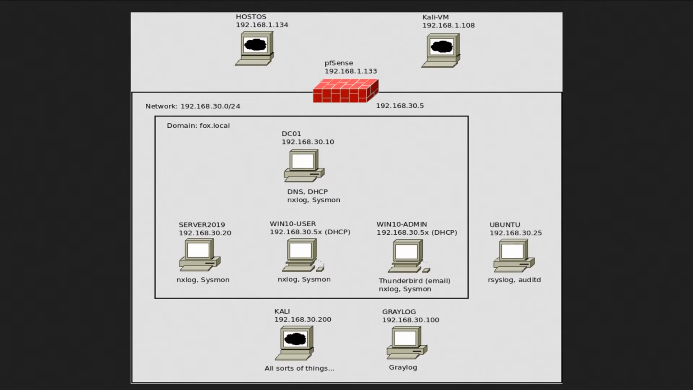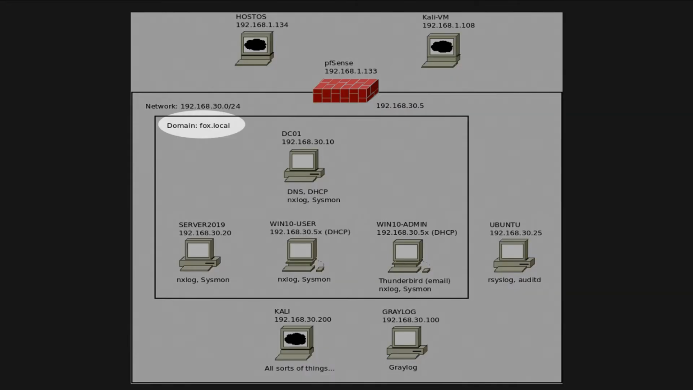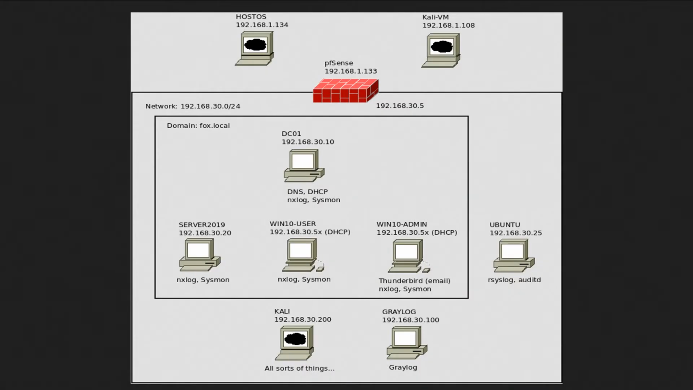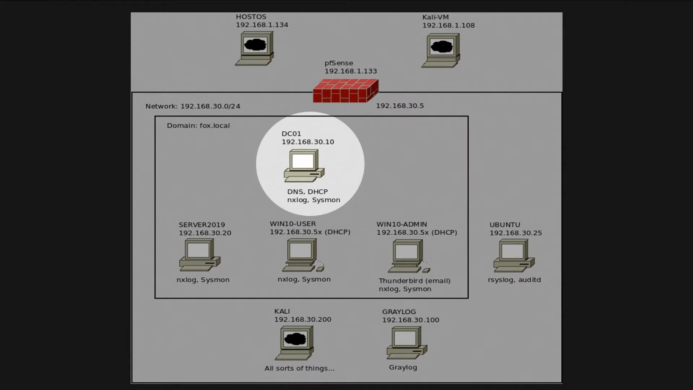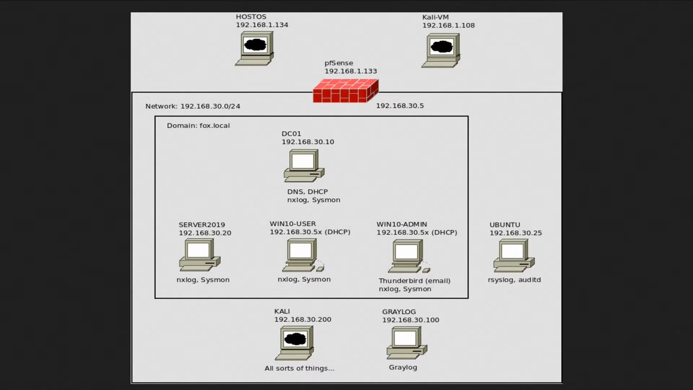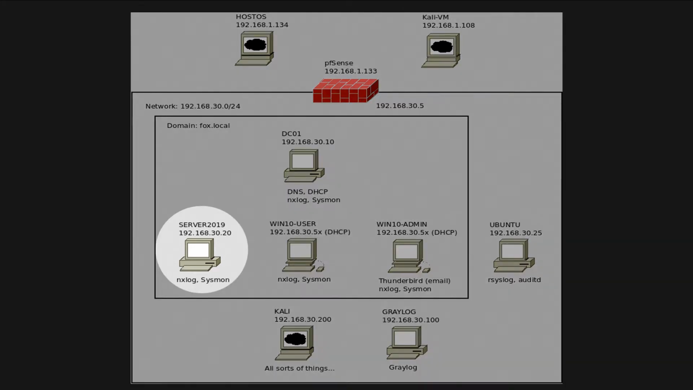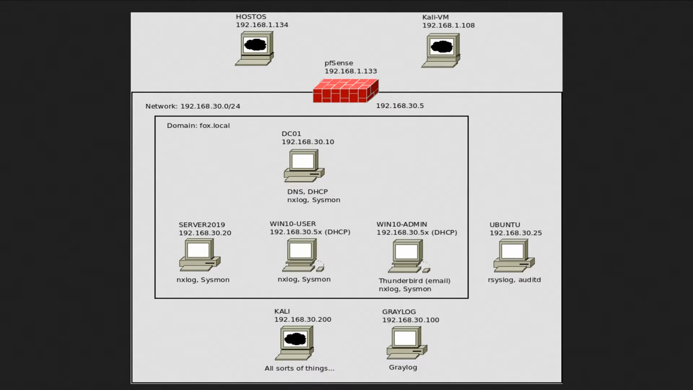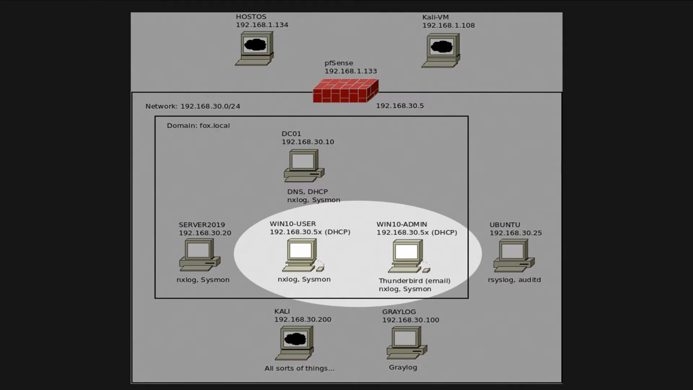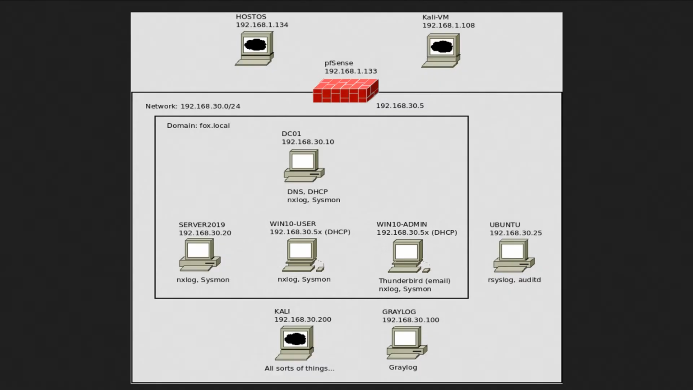What you're seeing on the screen is the network that we're going to be building. I'll start with the domain, fox.local. We're going to set up a domain controller, 192.168.30.10. It'll be hosting DNS, DHCP. We'll set up a Server 2019 system at .30.20. We'll set up a Windows 10 user and a Windows 10 admin system at 30.5x. We're going to set up DHCP for the 5x zone.